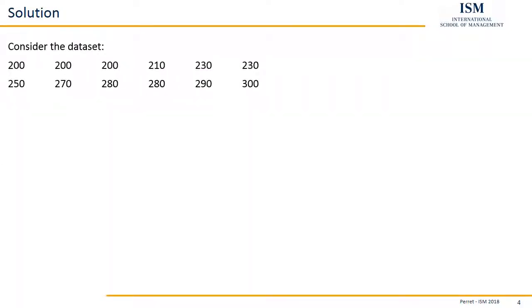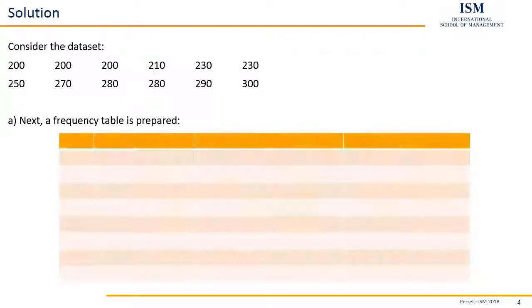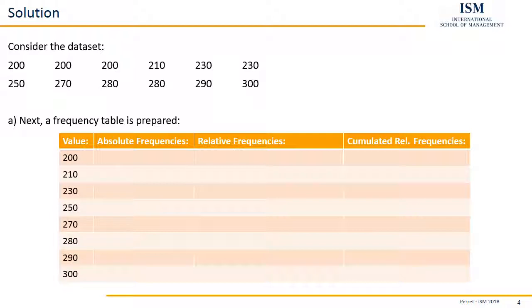For this, we copy this dataset and we prepare a table outline. Here with 4 different columns: the first one containing the values, the second the absolute, the third the relative, and the fourth the cumulative relative frequencies. For the values, each value is listed only once. So if we have here 3 times the 200, it is only listed once, leading to this array of values.